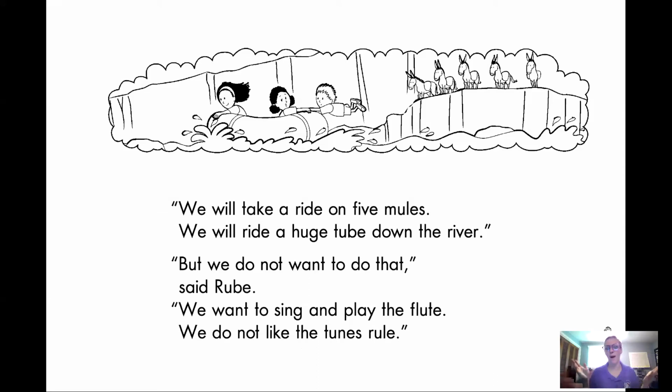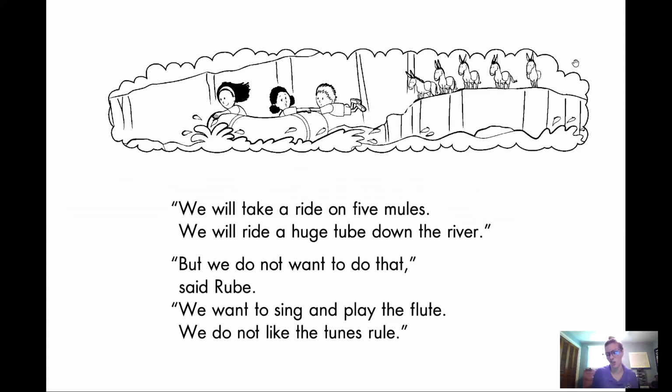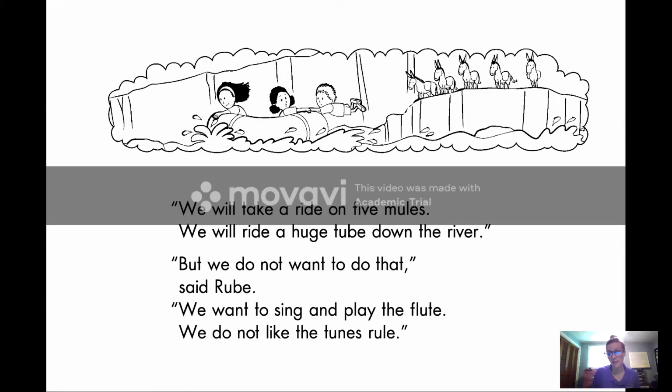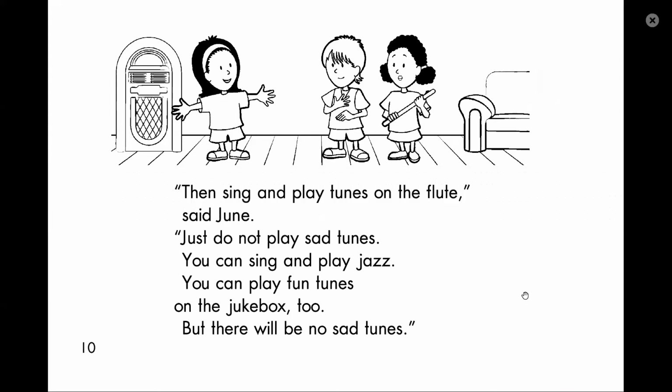Uh-oh. So now what's happening? Rube is saying, no way, Jose. She does not want to go and play a game. She doesn't want to ride mules, which are like donkeys, and go tubing. She wants to play her flute. So maybe they'll compromise, meaning they'll both do something. I don't know what they're going to do. Okay, let's turn to the next page. We're on page 10. And let's read what's going to happen now.